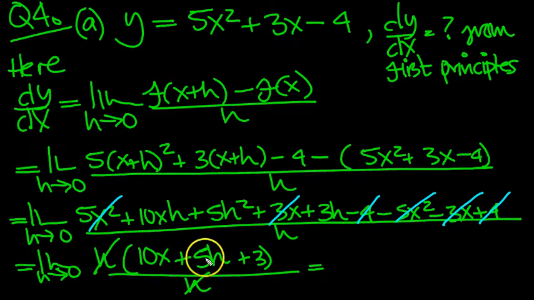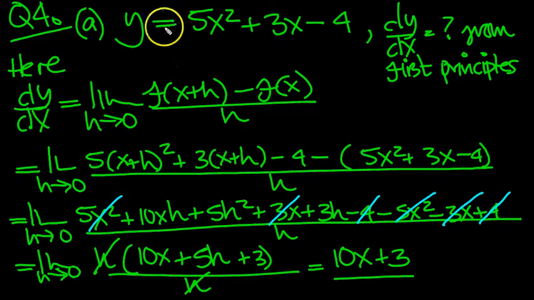Well, this will go to 0, and we'll just be left with 10x plus 3. There we go. And that's what you would have expected to get, wouldn't you, when you differentiate this? 10x to the 1, plus x goes to 1, 3 lots of 1 is 3. So that looks fine. Good.